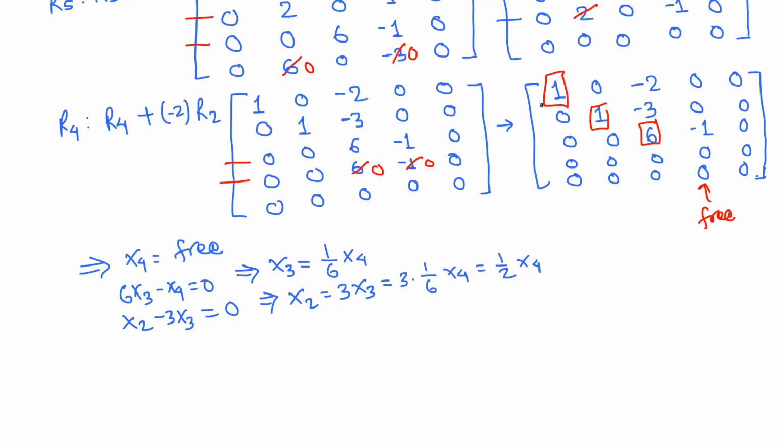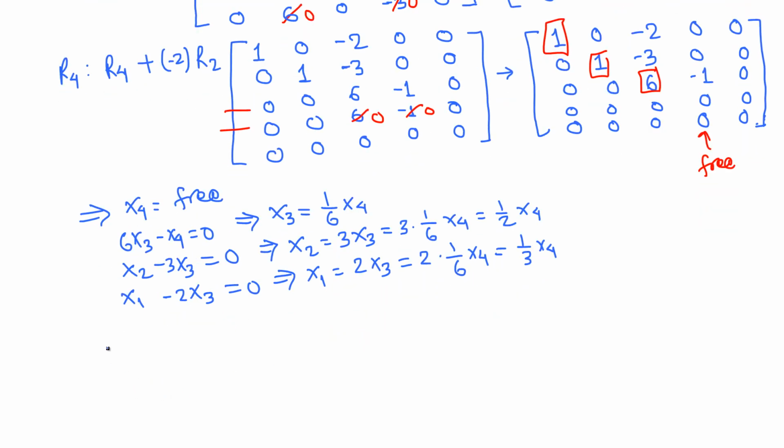And from the first row, that's x1 minus 2x3, because the second column has nothing, equals 0. That implies x1 is 2x3, and x3 is 1/6 of x4, so this is 2 times 1/6 of x4, so that's 1/3 of x4. So we are looking for just one solution. In fact, if we keep x4 as a free variable, we have infinitely many, but we just want to balance the chemical equation. So let's choose x4 to be any real number of our choice.